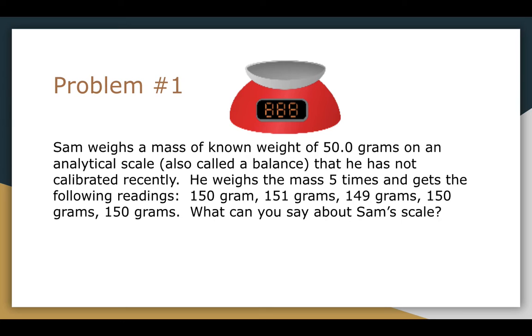Each balance comes with a weight that is guaranteed to be that weight. It's been precisely calibrated, so when you put it on your scale, you know that your scale should read exactly 50 grams if it is calibrated correctly. That is your known weight. Well, he's going to see if the scale needs calibration, if it's gotten out of calibration. So he takes the known weight and puts it on the scale 5 times, and he gets the following readings: 150, 151, 149, 150, and 150.